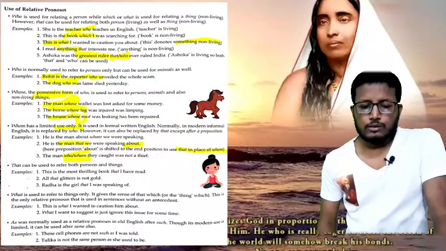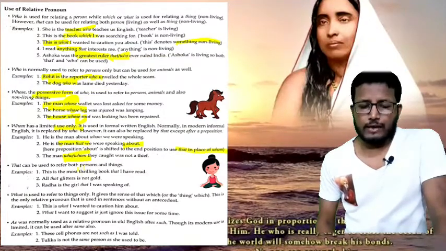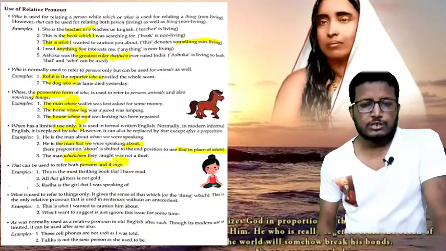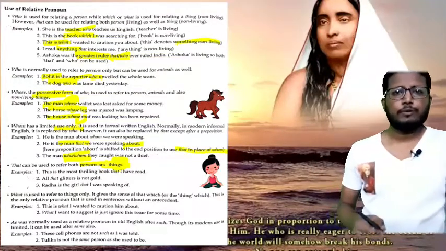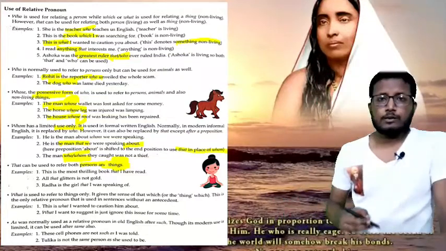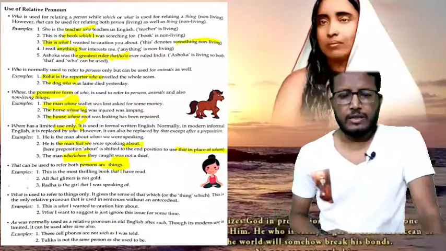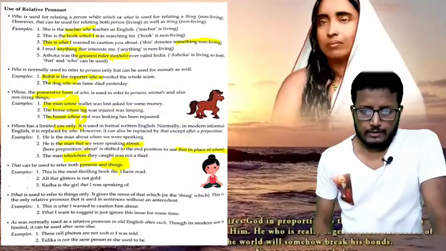So in these three examples we have seen the uses of whom. Now let's come to that. That can be used to refer to both persons or things, but especially things. Always keep in your mind that the word that we can use for living and non-living things both. But it's my suggestion, try to use the word that only for non-living things and animals. So this is the most thrilling book that you can see, book that, all that glitters, all that. Radha is the great girl that I was speaking about.